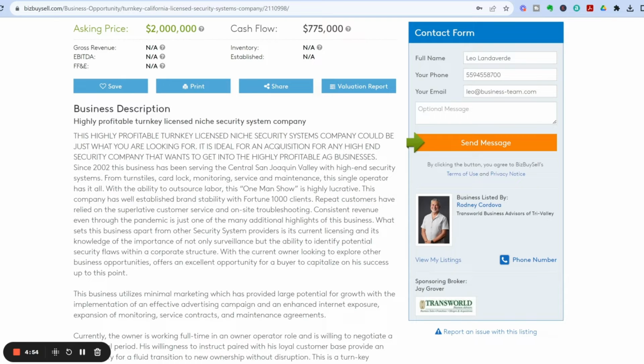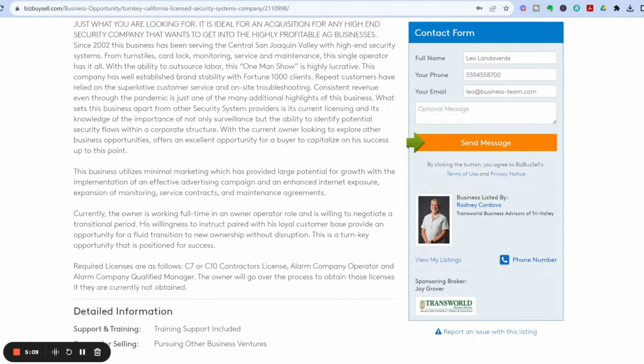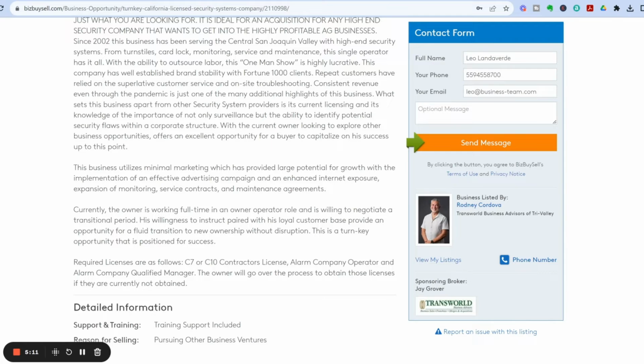So what sets this business apart from other security system providers is the current licensing and knowledge of the importance of not surveillance, but the ability to prevent security flaws. Okay, that's good. I'm aware. I have worked with security system companies, and they tend to do very well. Some of them get into government contracts. They can be very, very profitable.